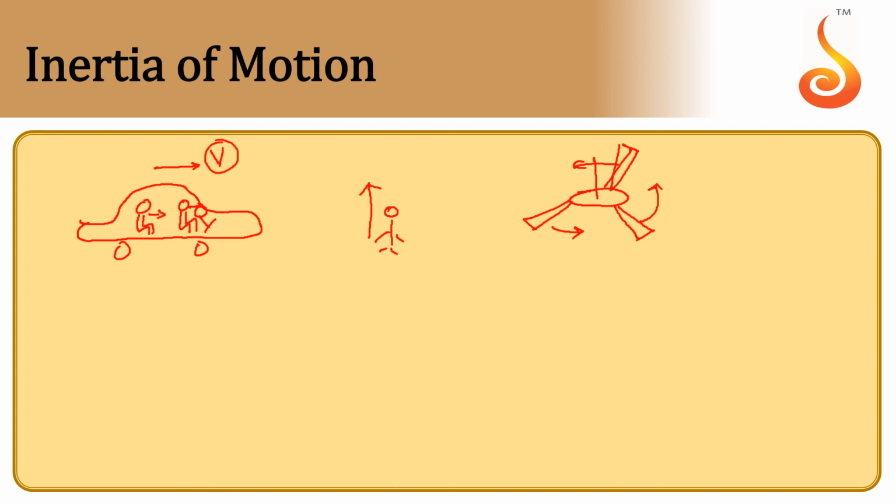Why? Because since the fan was in motion, it wanted to be in motion. It doesn't want to come to rest in a short span of time. So until and unless there is an external force that stops it. So everybody wanted to be in the same state of motion until and unless a large external force acts on it. So this resistance offered by the body to not change its state of motion is called inertia of motion.